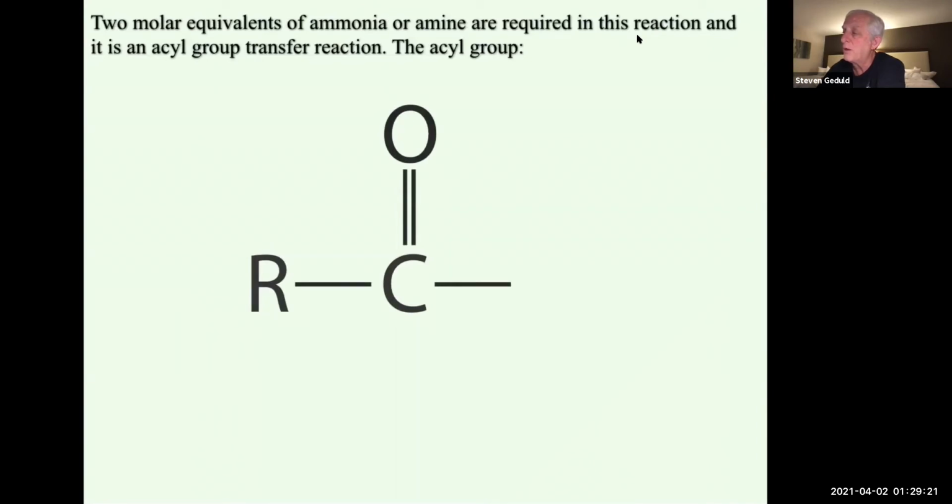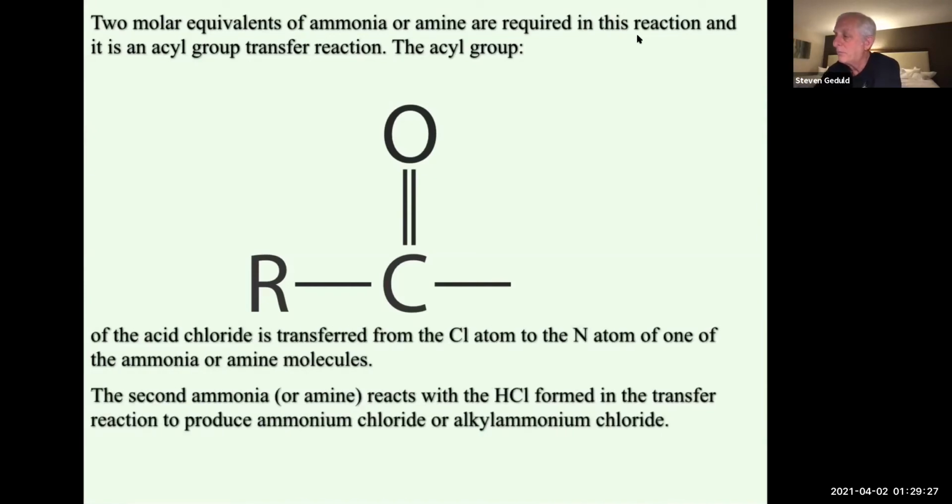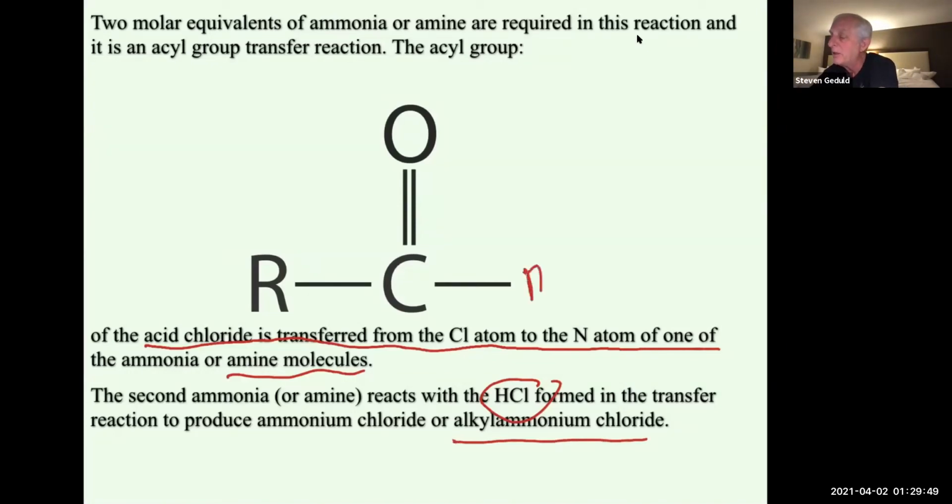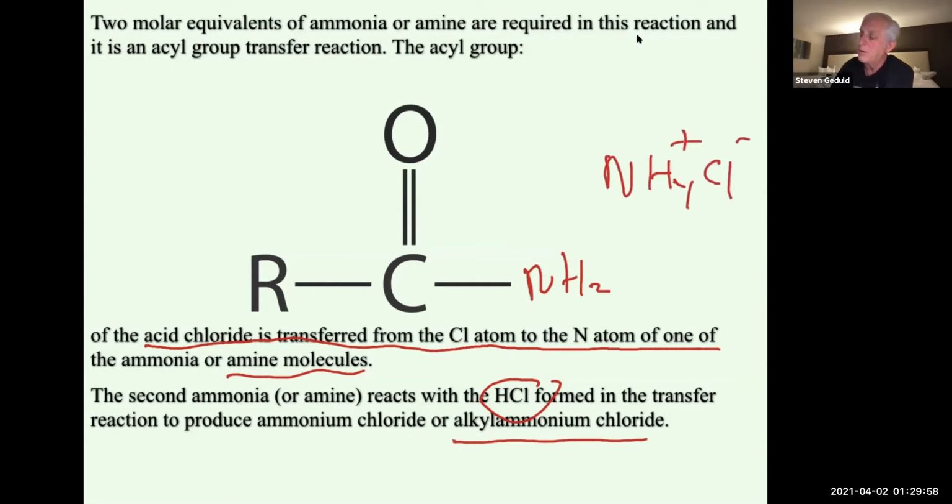So you need 2 molar equivalents of the amine, of the nitrogen source. The HCl is transferred from the acid chloride, from the Cl atom to the nitrogen atom of one ammonia molecule. The second ammonia reacts with the HCl formed, hydrochloric acid, to produce the ammonium chloride or alkyl ammonium chloride. So you're going to produce 2 things. You're going to produce the amide, and you're going to produce the ammonium chloride. And it's going to take 2 molecules, 2 nitrogen sources.